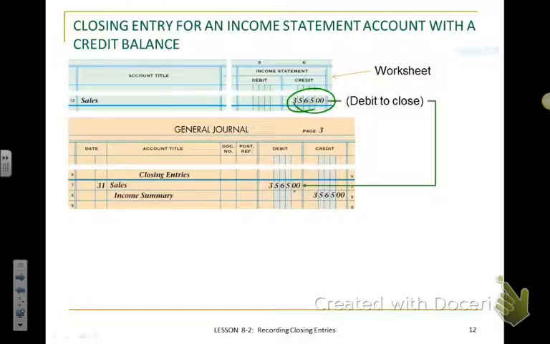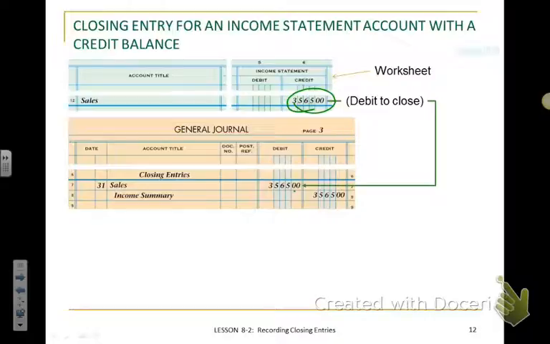Now we're going to close our expenses. Again, this is all coming from the income statement columns of the worksheet. Since we have multiple expenses, we're going to do a compound entry to close all of our expenses at the same time. If their normal side balances are a debit, then to close the balances and get them to zero, we're going to credit all of those expense accounts, and close them into our income summary account.